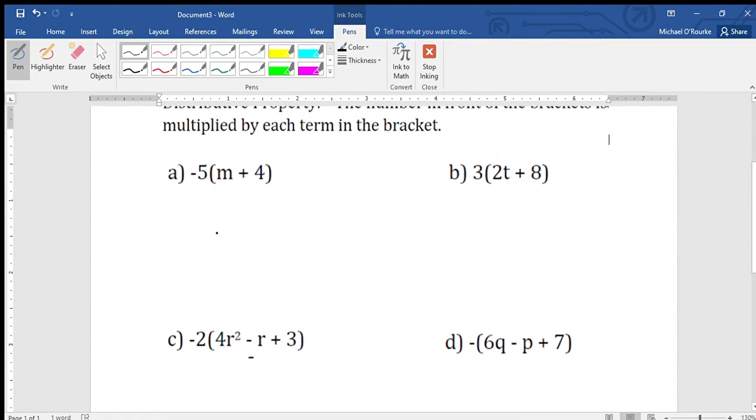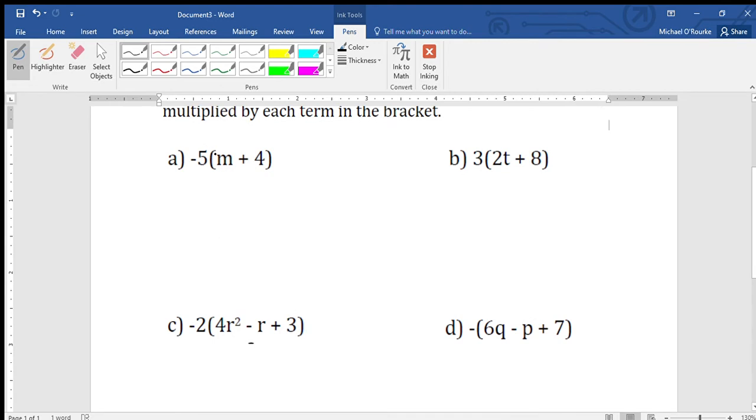So if I have -5 bracket m plus 4, all I'm going to do is multiply this in. So I do my first rainbow, -5 times m. Now realistically, there's a 1 in front of here. So I do numbers times numbers, letters times letters. So -5 times 1 is -5, and there's just an m there. Then I go to the second one, -5 times 4 equals -20. Okay, so the middle step there would be -5 bracket m plus -5 bracket 4.